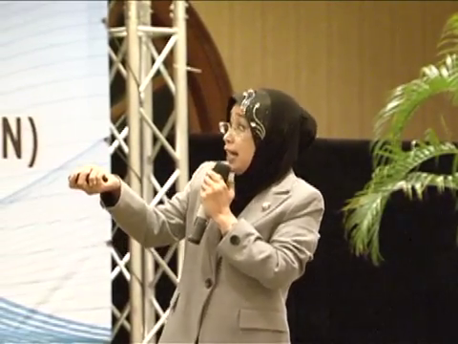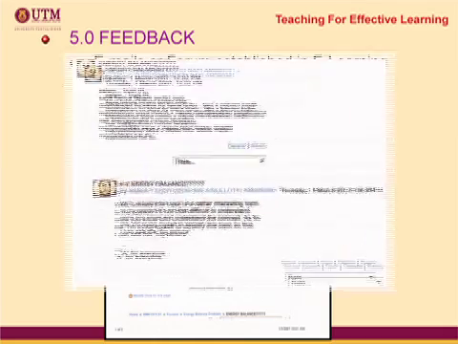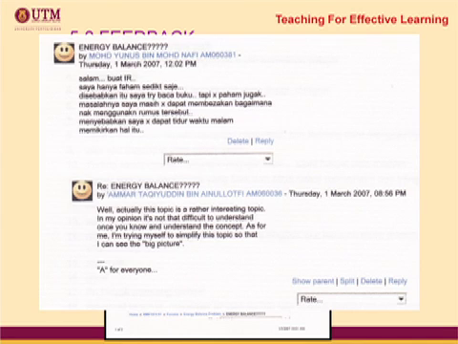This guy says, I don't understand how to do the energy balance. Saya dah cuba baca tapi tak dapat tidur malam memikirkan masalah ini. I am so happy if they cannot sleep thinking about thermodynamics problems. I tell them that is a good problem to have. When they can't sleep.